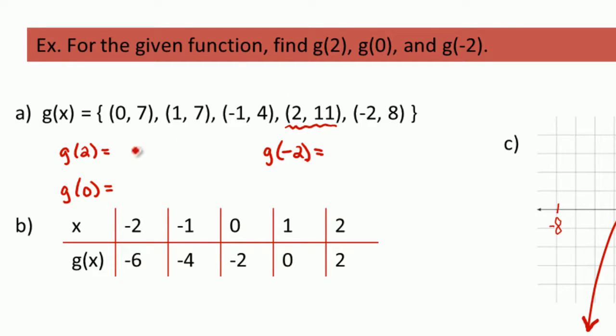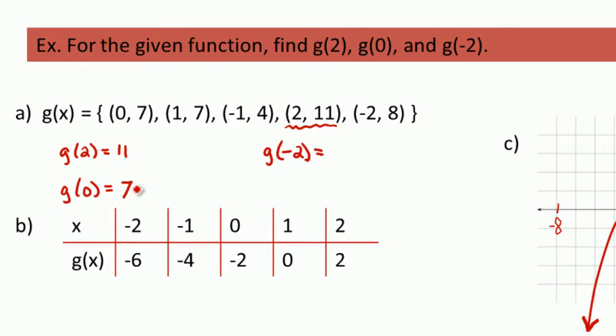That means g of 2 equals 11. 11 is the output that is paired with 2. And that's all we wanted to find out. Let's look at g of 0 now. What y value is paired with 0? In other words, when x is 0, what's y? I hope you saw that g of 0 is equal to 7.